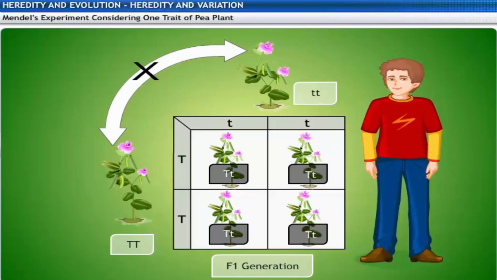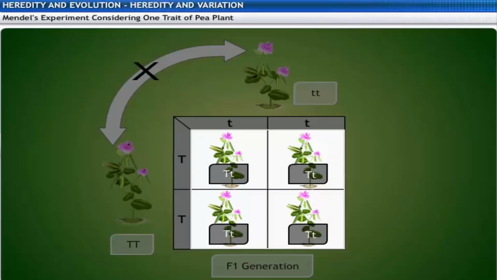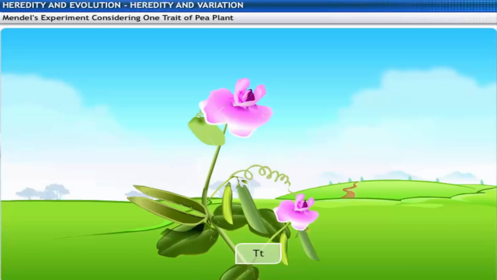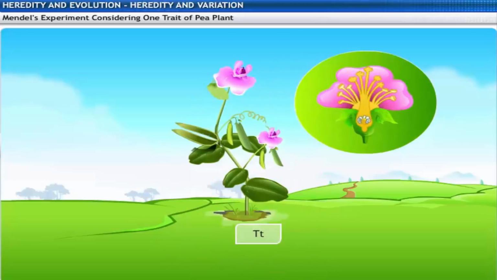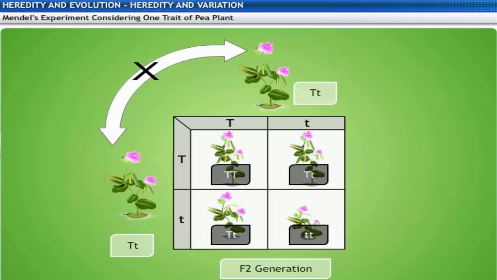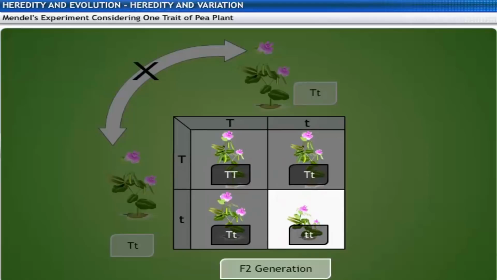Were all the tall plants in the F1 generation exactly as tall as the plants of the parent generation? Yes, they were all as tall as the parent generation. Next, Mendel allowed the F1 tall plant of the genotype uppercase T and lowercase t to reproduce by self-pollination. As a result of random fertilization, the resultant zygotes can be of the genotypes uppercase TT or uppercase T and lowercase t or lowercase tt.